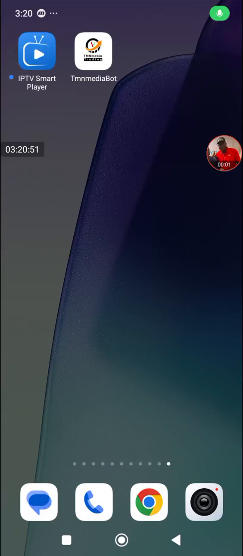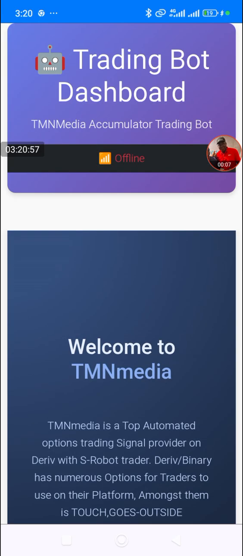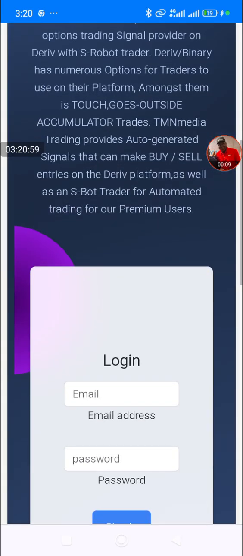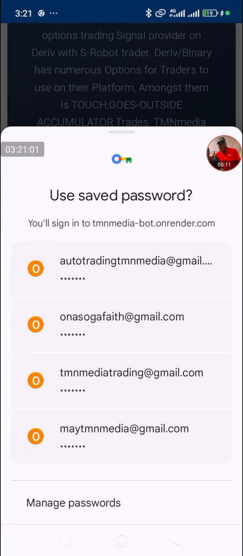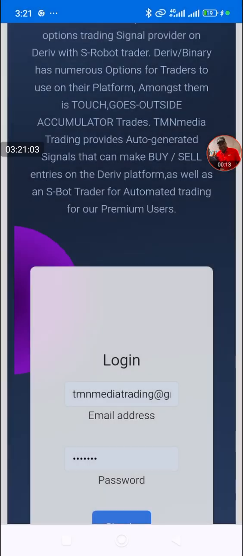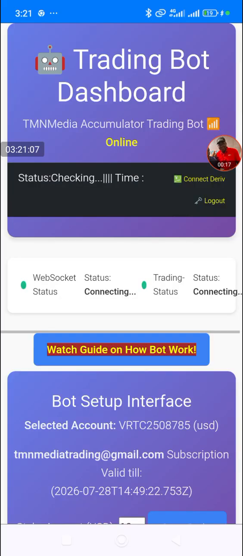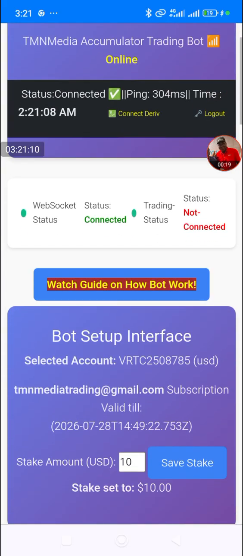Okay, this session I want to run a sample of how the S trading bot works this time around. I'm going to be testing it on, let's see which account. Okay, I'm going to be testing it on GOESOUTSIDE. Okay, you may see a new update.